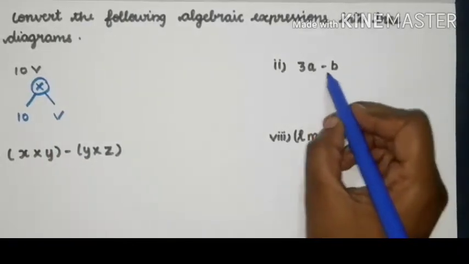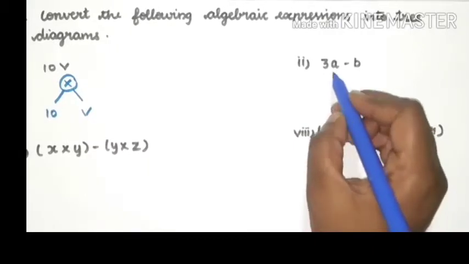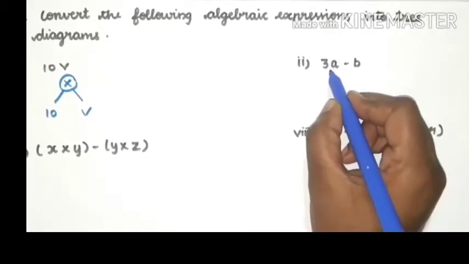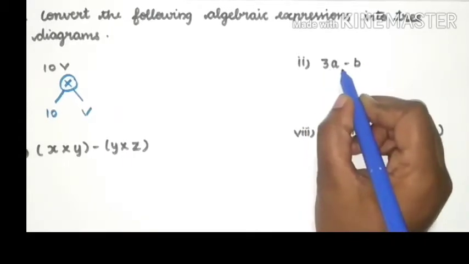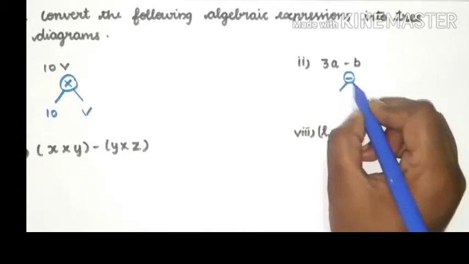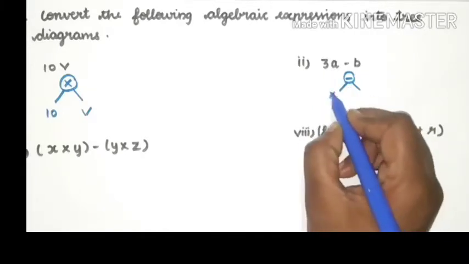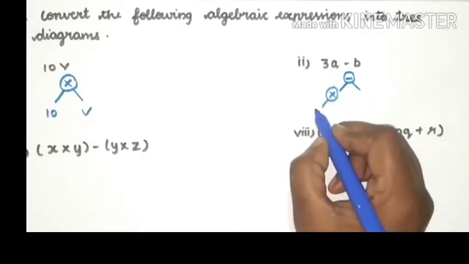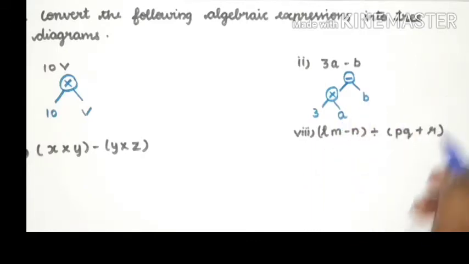Second sum, 3a minus b. 3 and a are connected with the operation multiplication. So, consider 3a as the first term and b as the second term. Which operation is connected here? Yes, subtraction. Then 3 and a are connected with the operation multiplication. 3a, and here you have to write b.